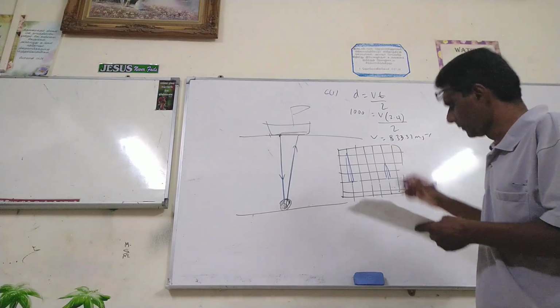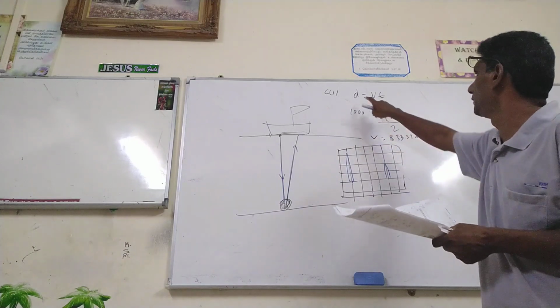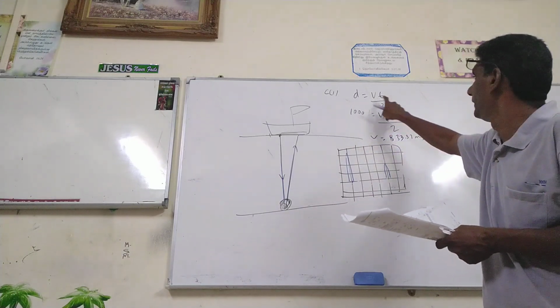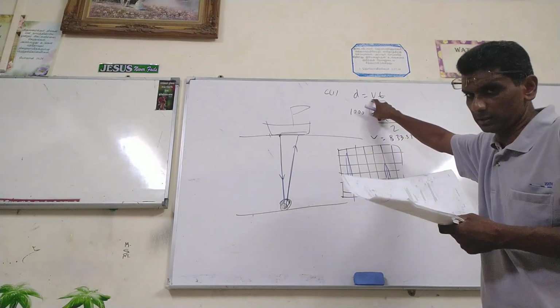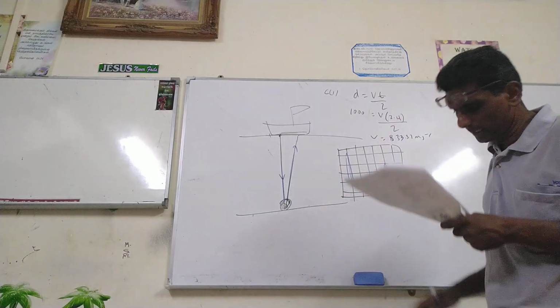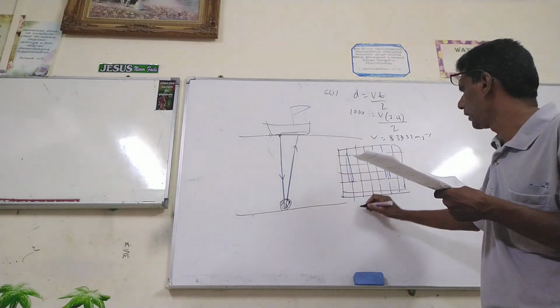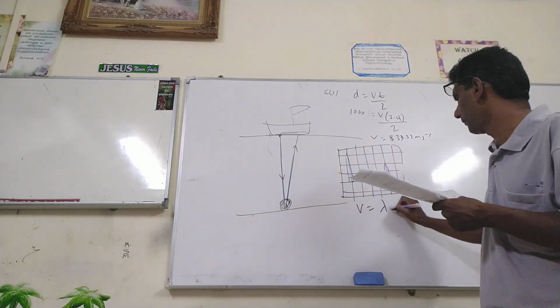Okay, 833.33. And this is the formula: D equals VT over 2. V means the speed of the sound wave or ultrasound, T is the time, the interval time, and the 2 must be there. Then for the wavelength and the speed, V equals lambda f.